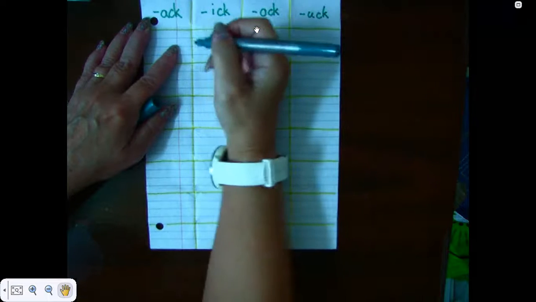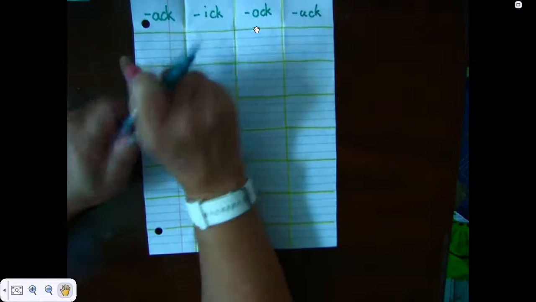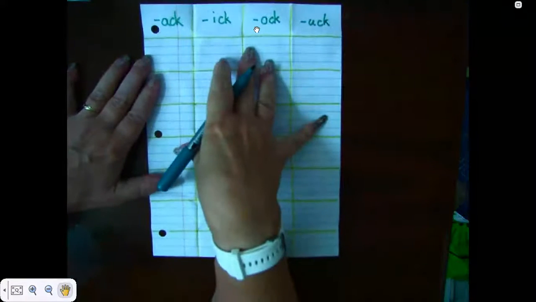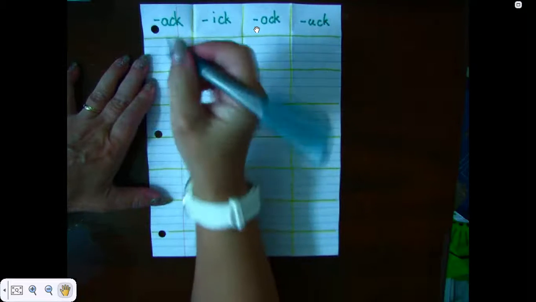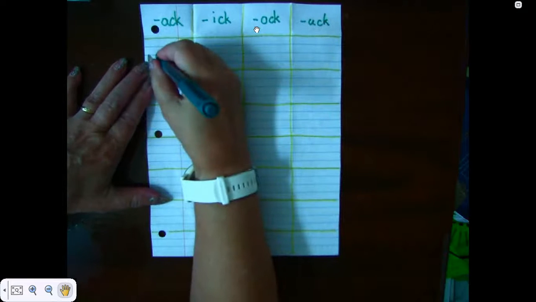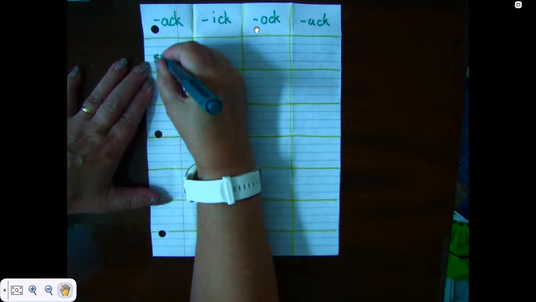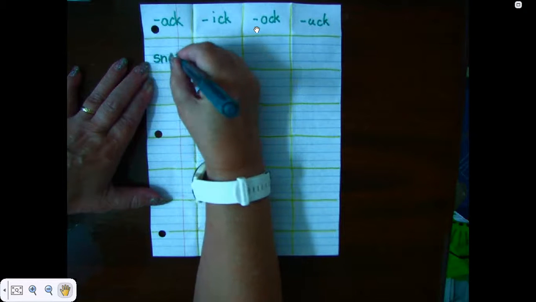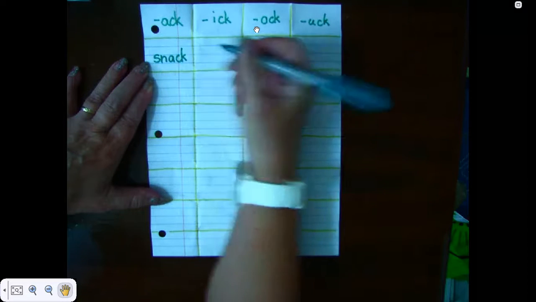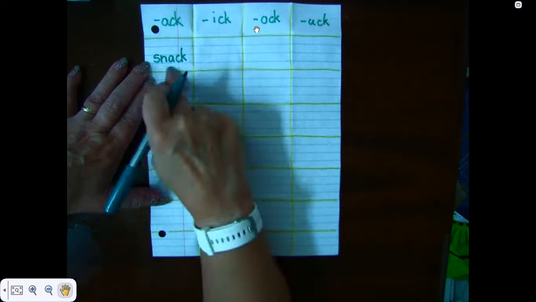Then I'm going to start with our words. So my first word is snack. Ooh, I love a snack. Remember, we're writing neatly and we're writing over 2 lines. So they're nice and big. Snack. And I can see there's an ak, so it goes over here.